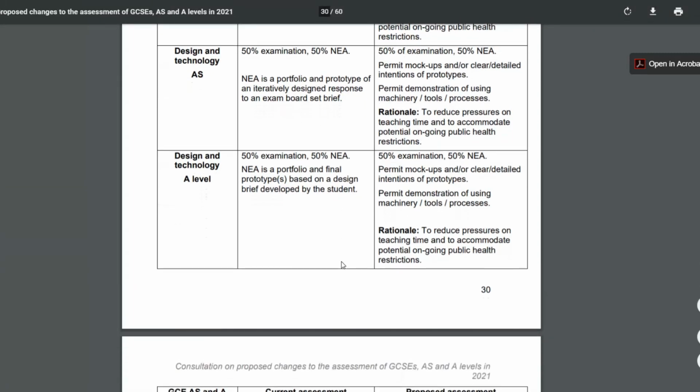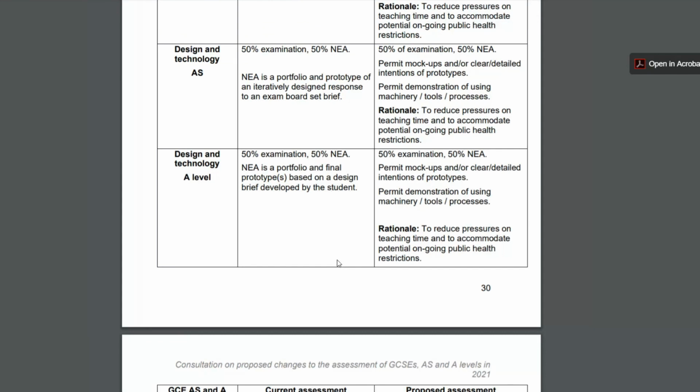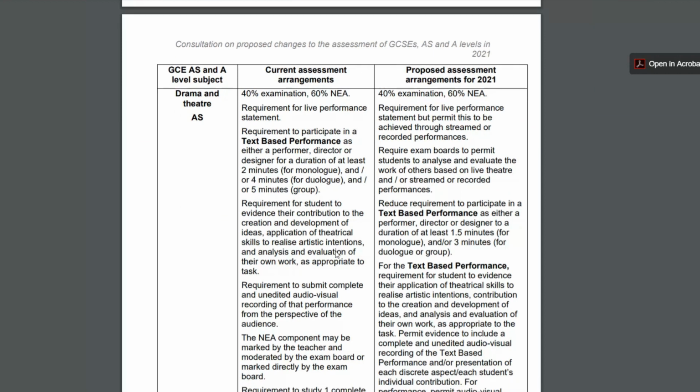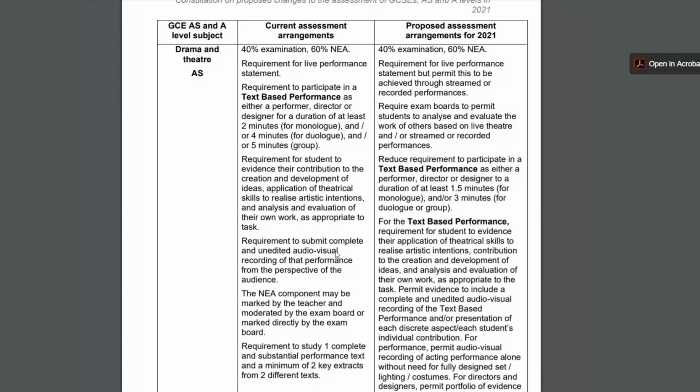The A level, exactly the same thing. So same changes, same reasons. Drama and theatre. Okay, this is another one which is massive.